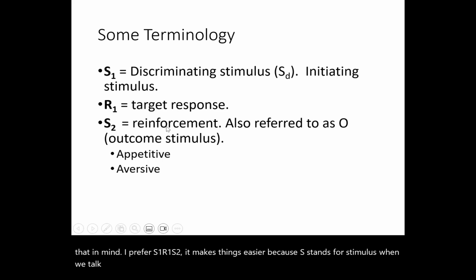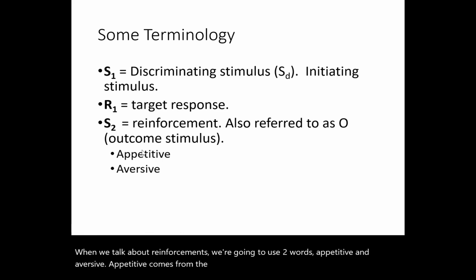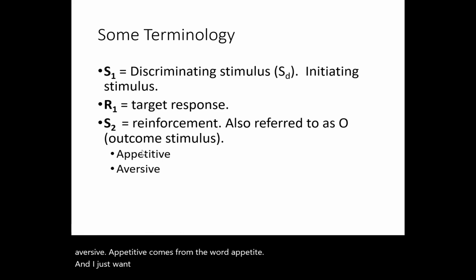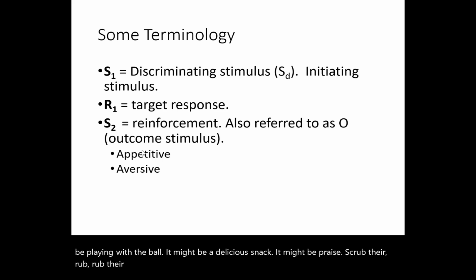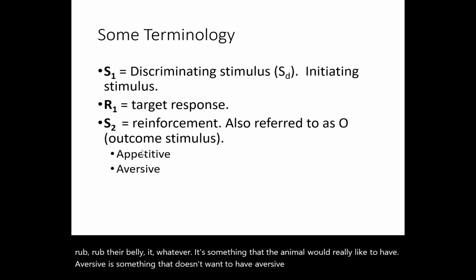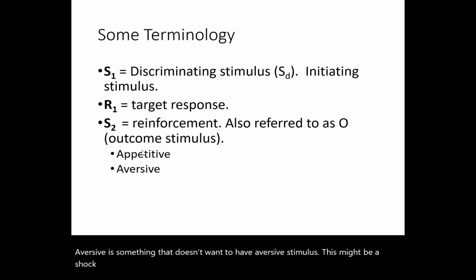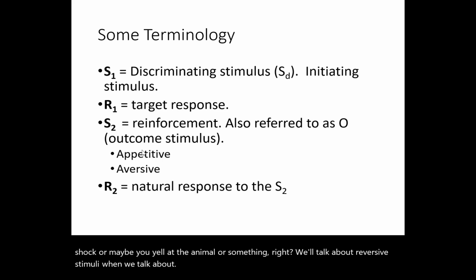When we talk about reinforcements, we're going to use two words, appetitive and aversive. Appetitive comes from the word appetite, and I just want you to know it as something the animal likes, something good. It might be playing with the ball. It might be a delicious snack. It might be praise, rub their belly, whatever. It's something that the animal would really like to have. Aversive is something it doesn't want to have, an aversive stimulus. This might be a shock, or maybe you yell at the animal or something, right? We'll talk about aversive stimuli when we talk about punishment.